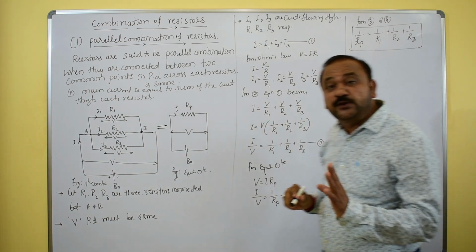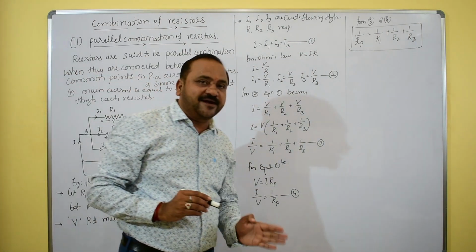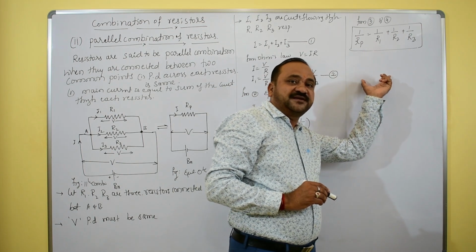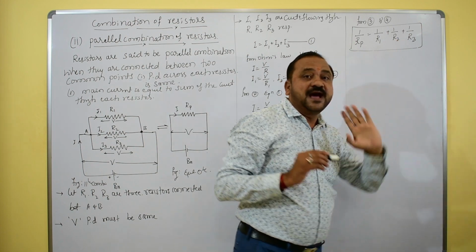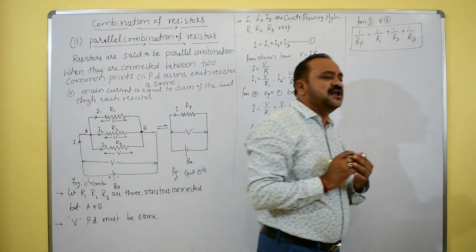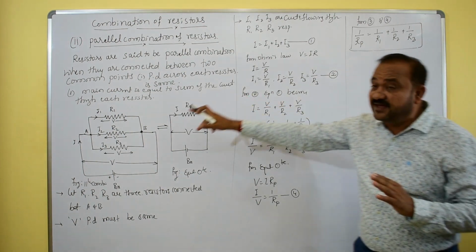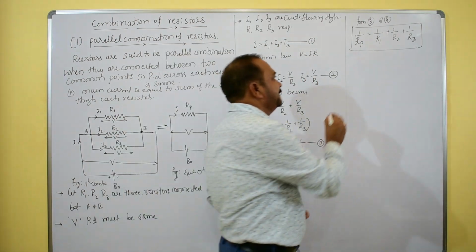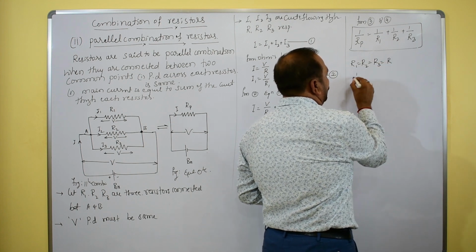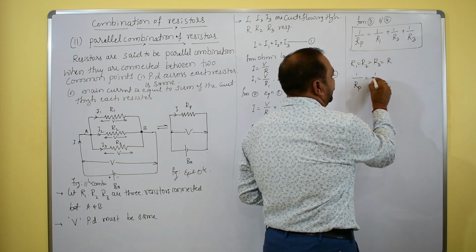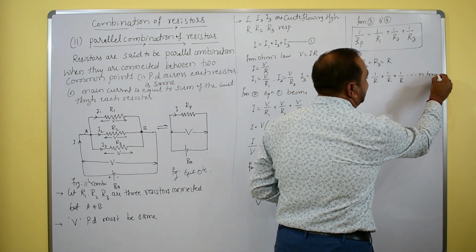That is the effective or equivalent resistance in parallel combination. We have got the expression 1 divided by Rp equals 1 by R1 plus 1 by R2 plus 1 by R3. In this case, a very simple concept: if all are similar resistances, say R1 equals R2 equals R3 equals R, then 1 by Rp equals 1 by R plus 1 by R plus 1 by R, up to n times.